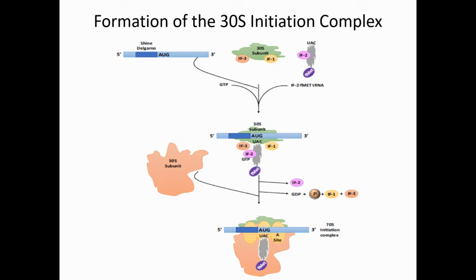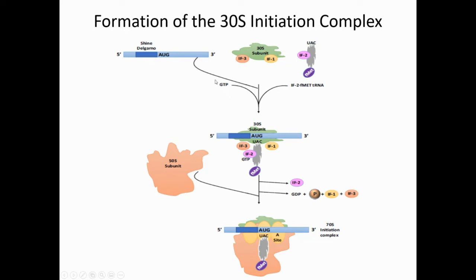They bind together. IF3 binds the 30S, but IF1 and IF2 can stabilize the binding. Once they bind together, IF2 will be released. IF1 and IF3 will also be released. And this process needs GTP.